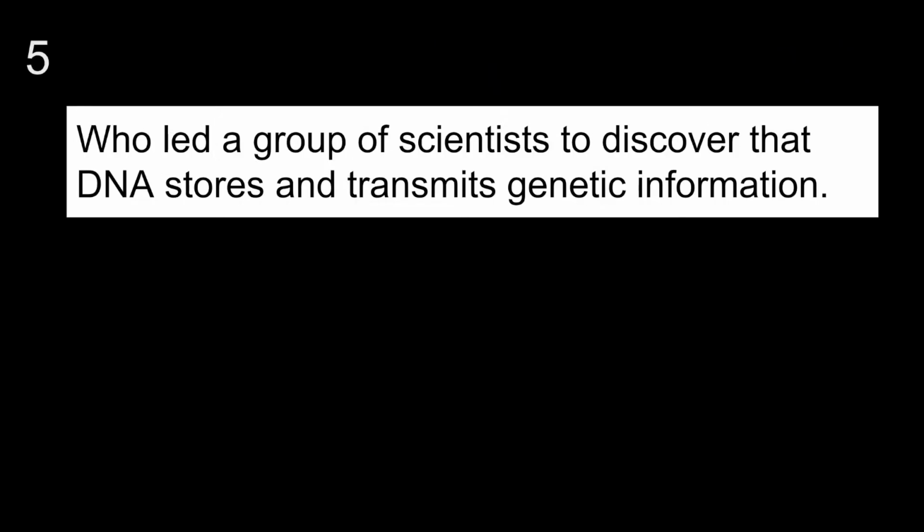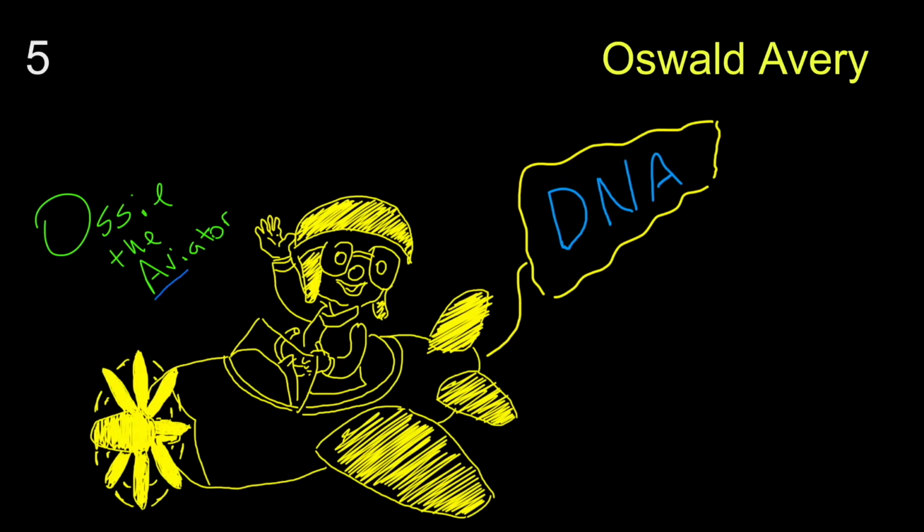Question 5. Who led a group of scientists to discover that DNA stores and transmits genetic information? Well, that person is Oswald Avery. So remember, Frederick Griffith discovered the process of transformation. Oswald Avery, and when I think of Avery, I think of aviator. So I'm going to picture Ozzy the aviator here. So Oswald Avery took Griffith's experiment one step further.